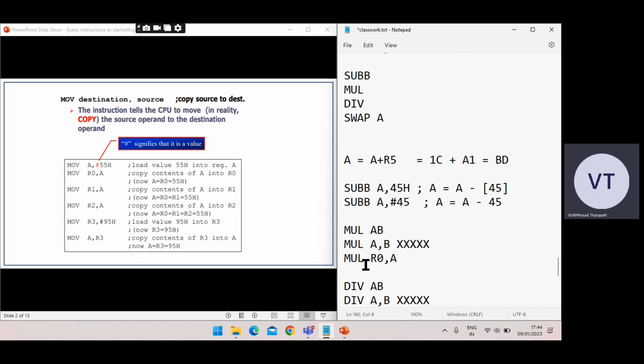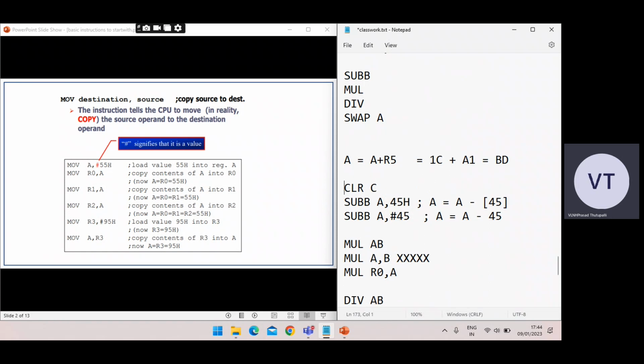And SUBB, subtract with borrow. Remember, we have to write CLR C before writing the SUBB instruction, so that otherwise it will consider the carry flag set or reset by the previous instruction. Apart from subtracting, if you take SUBB A, #45, what happens is 45 will be subtracted from A. Apart from this, the carry flag status also will be subtracted.